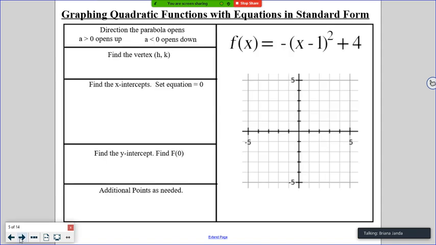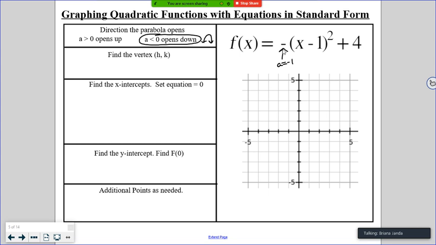Okay, so how do we graph from standard form? Graphing from standard form, the first thing we're going to do is give ourselves an idea of if our parabola is going to open up or open down. And again, that comes from A. So this little number right here, which in this case is -1, if A is less than 0, our parabola is going to open down, or we should have a picture at the end that looks something like this.